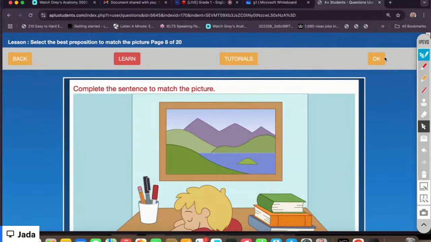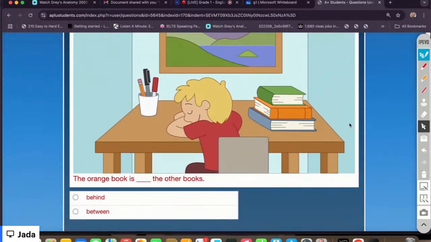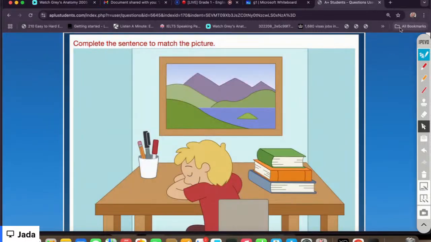So we also have this picture here. So the orange book is dash the other books. So look at the orange book here. So it's what? Behind or between. So is this at the back? If you say behind, you mean at the back. And then if you say between, the green is up and then the blue is under. So it's between the green and the blue. Okay?